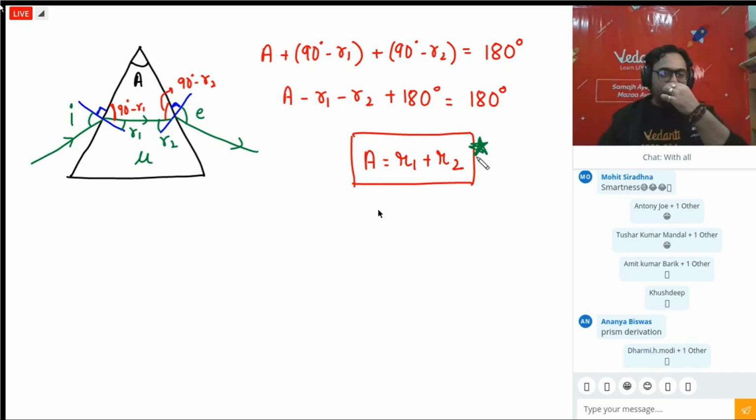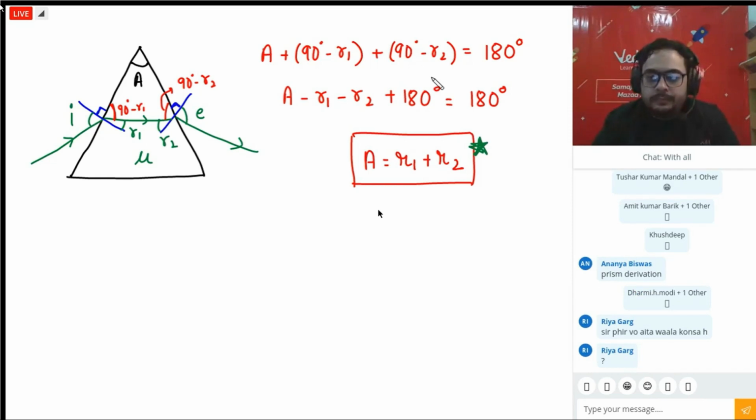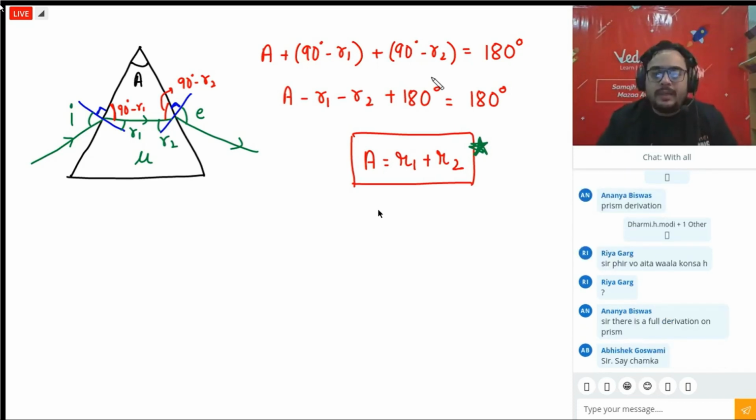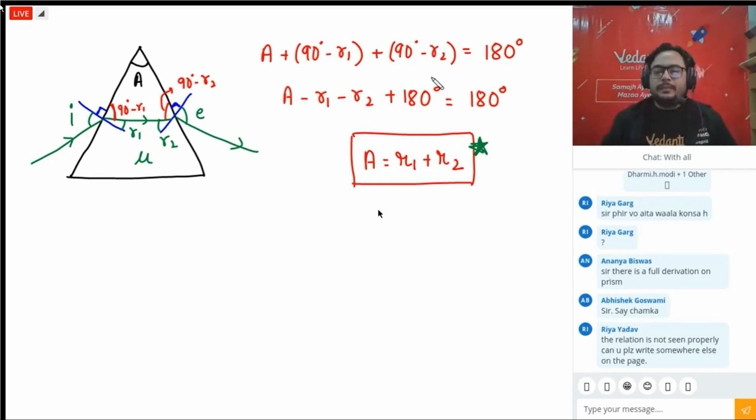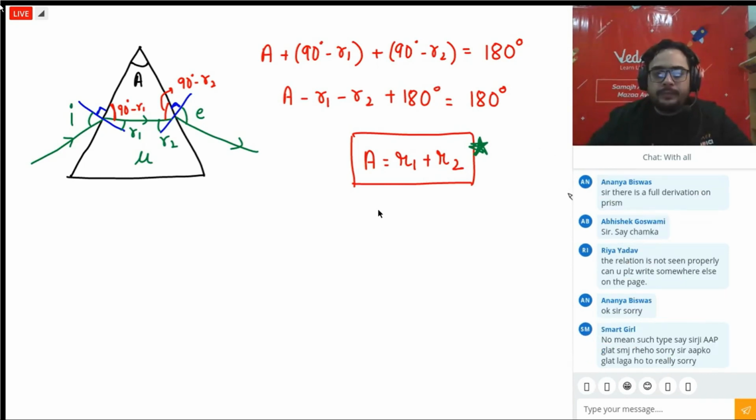Please copy it. I don't know, Ananya, what you are trying to say. Please write the complete sentences at least, people. ठीक है. बेटा जो होगा सब आ जाएगा. Don't ask me what is that. This is the relation that you have to remember. Beta, if there is a full derivation, it will come. This is the derivation for the relation between A and R1 plus R2. Can you not see the slide? I have written on a blank slide.